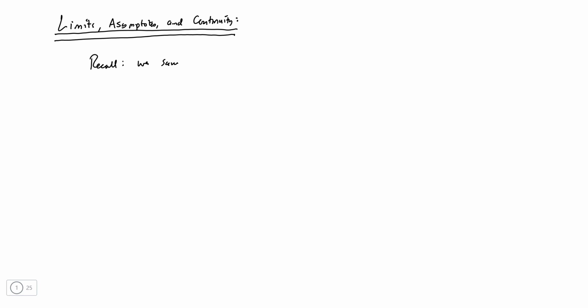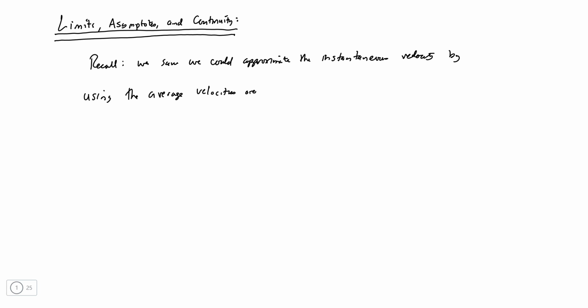So we saw that we could approximate the instantaneous velocity by using the average velocities over short intervals. So the shorter the intervals, the better it was for us.